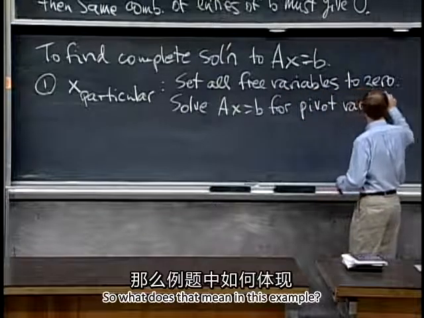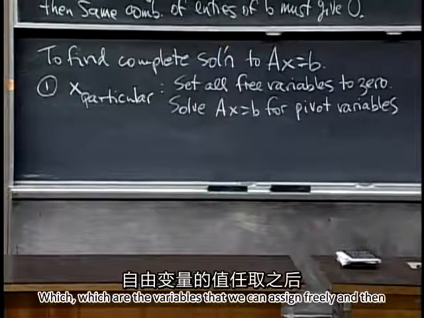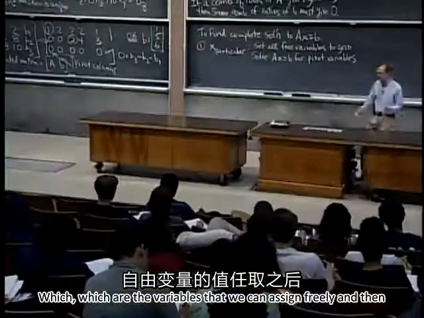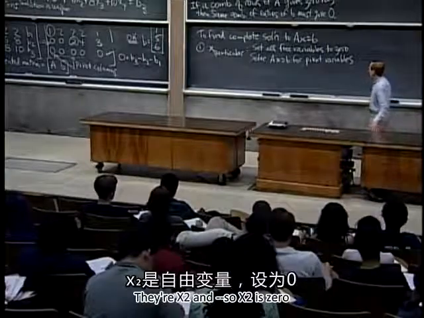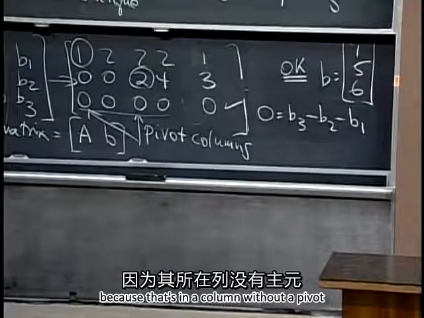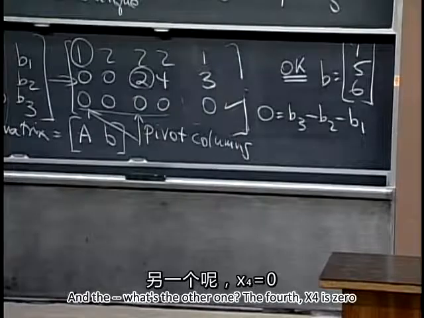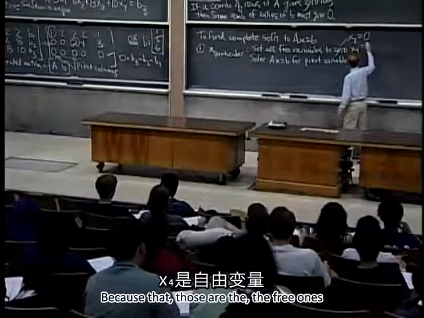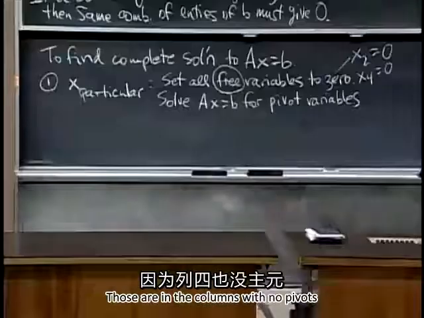So what does that mean in this example? Which are the free variables? Which are the variables that we can assign freely? And then there's one and only one way to find the pivot variables. They're x2, and so x2 is 0, because that's in a column without a pivot. The second column has no pivot. And what's the other one? The fourth, x4, is 0. Because those are the free ones. Those are in the columns with no pivots.